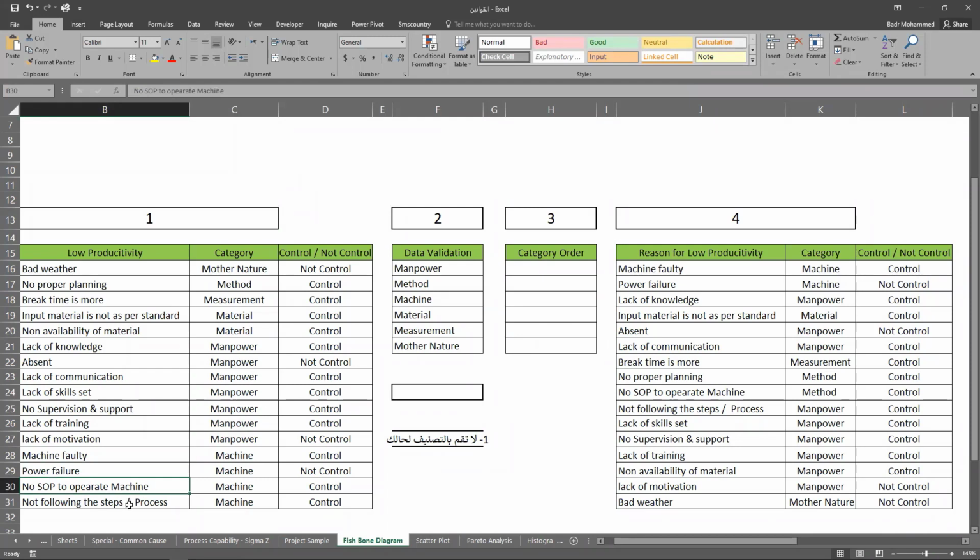No SOP to operate the machine. No following the step or process. So this all falls on the category of the machine.